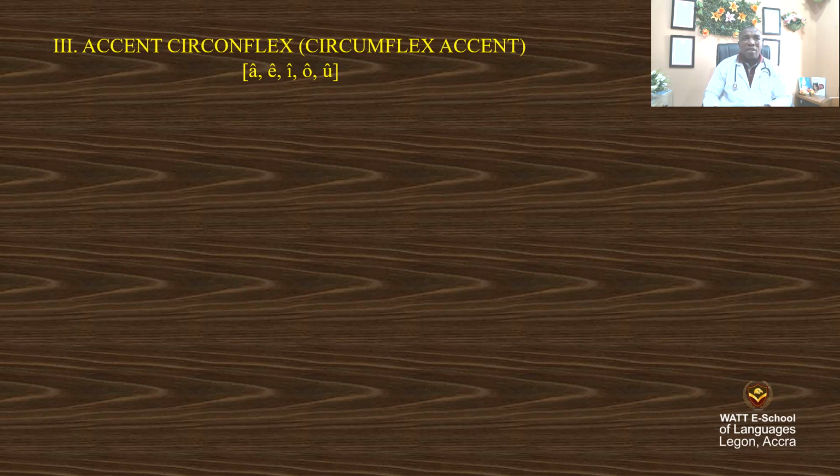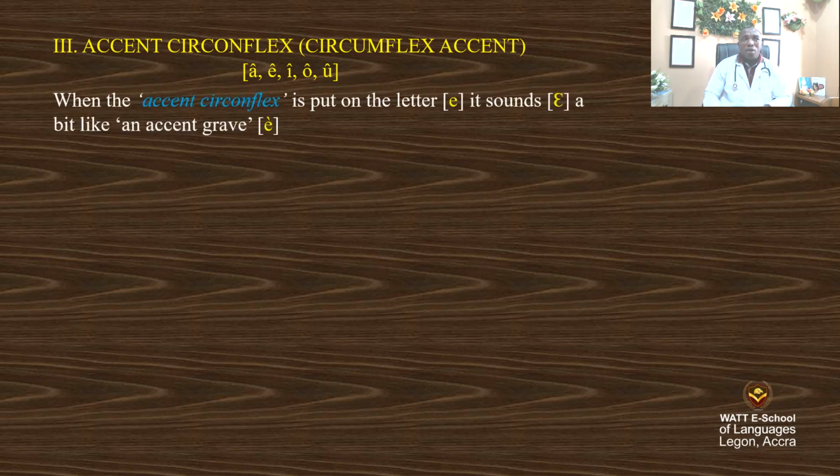Today, we are going to study the accent circonflex, like a small heart on the A, E, I, O, U. Let's have a look at the lesson. When the accent circonflex is put on the letter A, it sounds a bit like the accent grave. They two have the same sound. Examples: forêt, mât, pâte, fête. Hôtel, hôpital, maître.